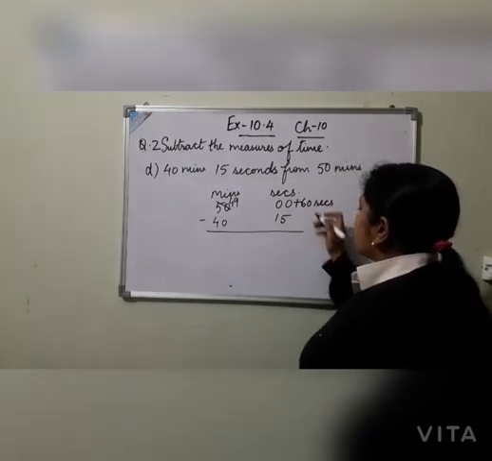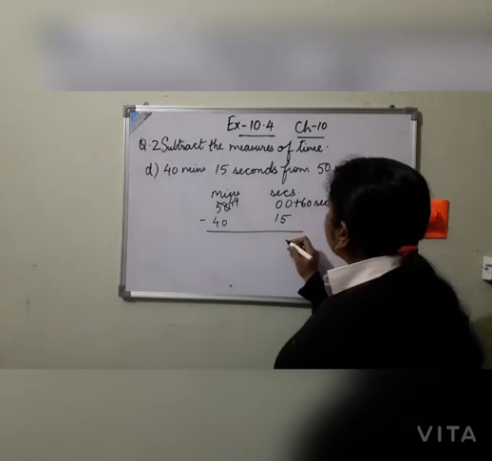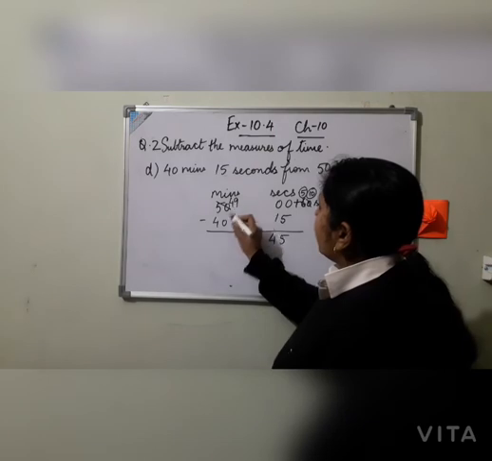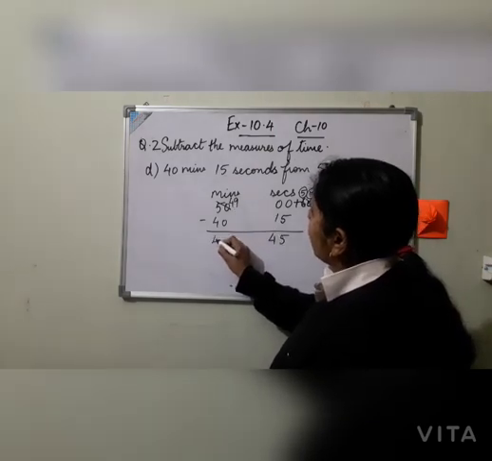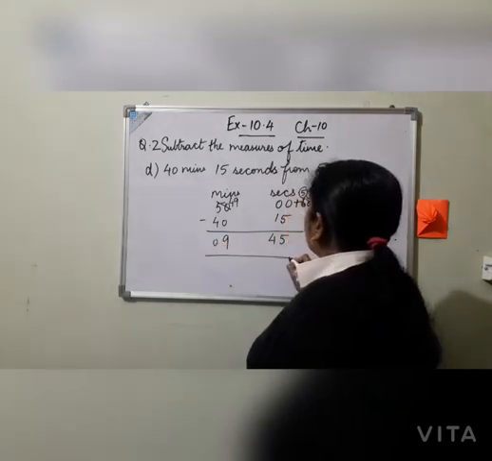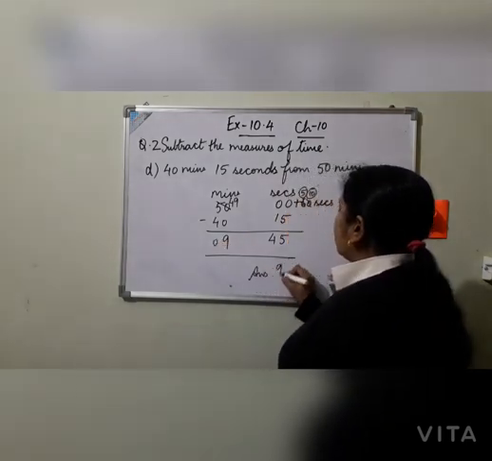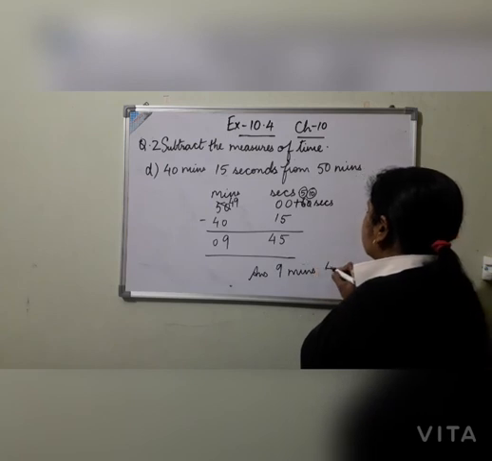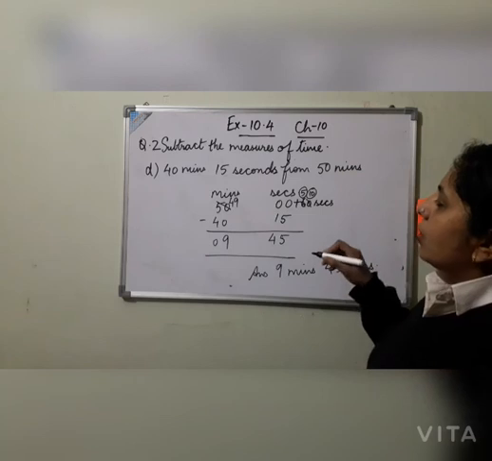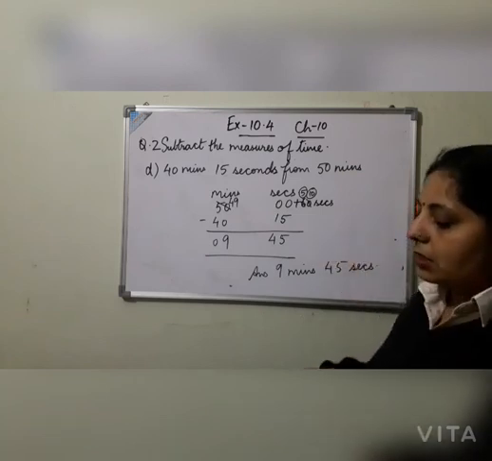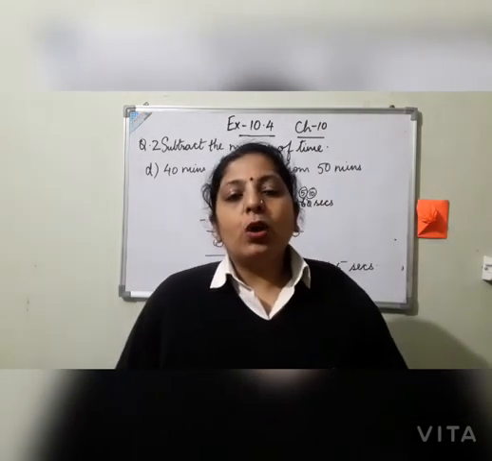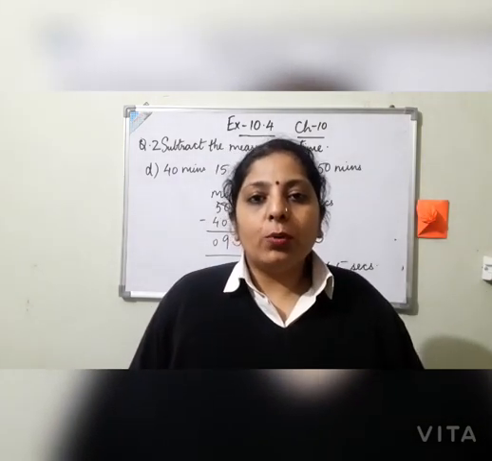So 60 minus 15 will be 45 seconds, and 49 minus 40 will be 9 minutes. So your answer here becomes 9 minutes 45 seconds. This is the way you are supposed to do the subtraction of minutes and seconds and hours and minutes. So students, with the help of these sums, you have to complete the rest of your exercise in your notebook. Thank you.